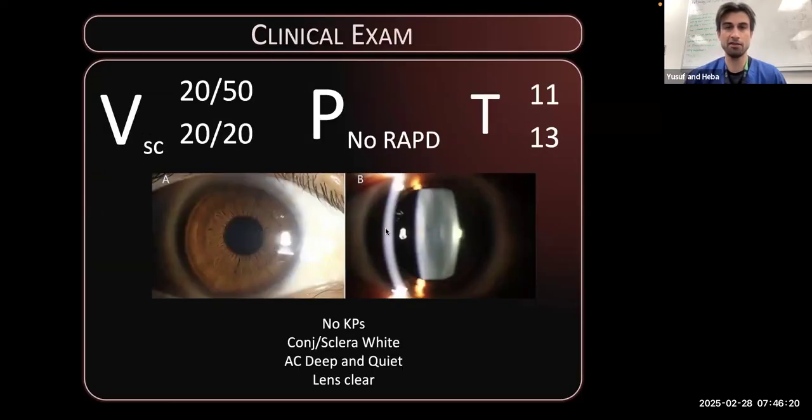On exam, the vision in the affected right eye was 20/50, and the unaffected eye was 20/20. The pressure and the pupils were normal. And the anterior chamber was quiet, no anterior chamber cell, no KPs, no signs of inflammation at all in the anterior segment.